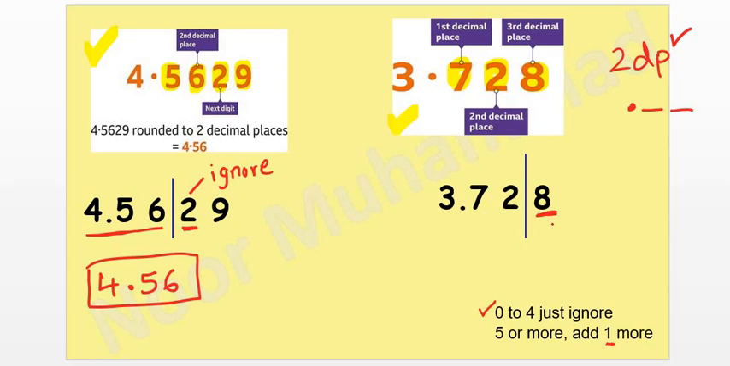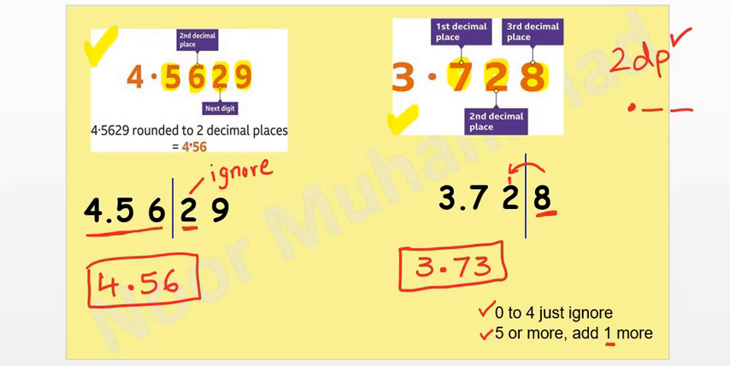I have to look at the next digit. It belongs to this group: 5 or more, add 1 more. So this means that this 8 is saying add 1 more to this 2, to the last decimal place. So your final answer will become 3 and 73 hundredths, or you can say 3.73, right? So this is your answer. Sorry, this one will become 2 plus 1, it will become 3, right?